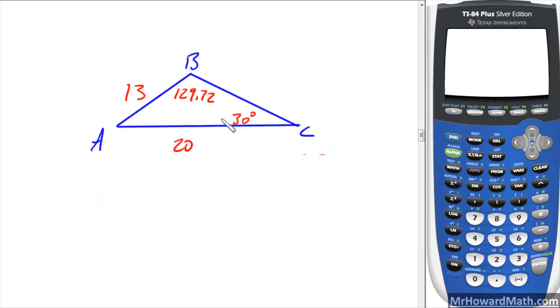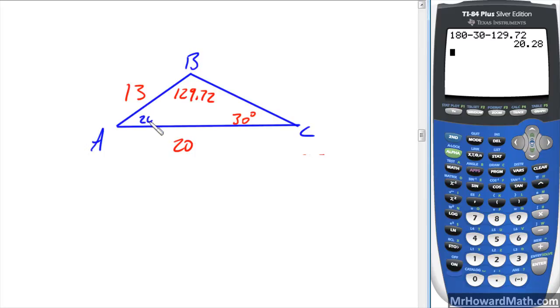All right, so here's our second scenario, and the picture just happens to work out where this one looks fairly accurate. So we need to find angle A here. Angle A would be 180 minus 30 minus 129.72, and it would be 20.28. And so we have all three angles now, so now we just need to find the sides.